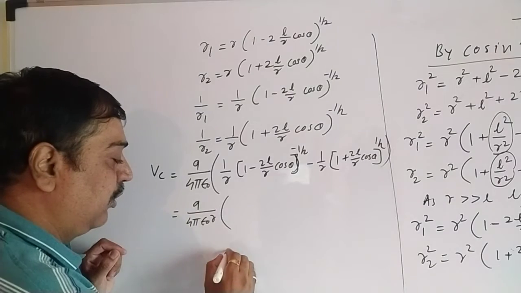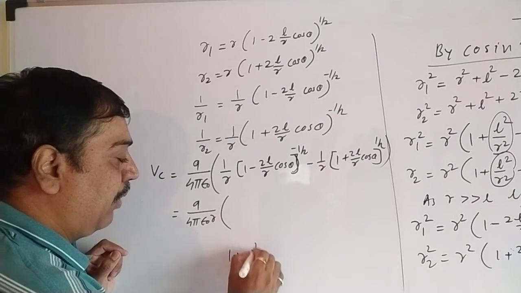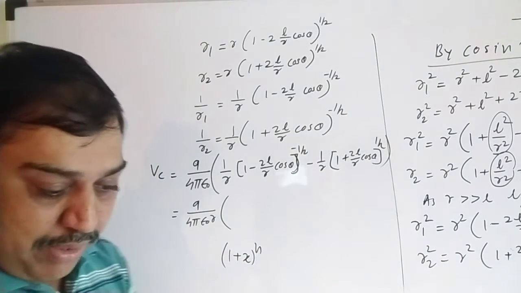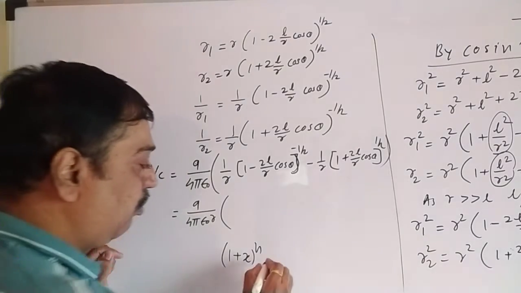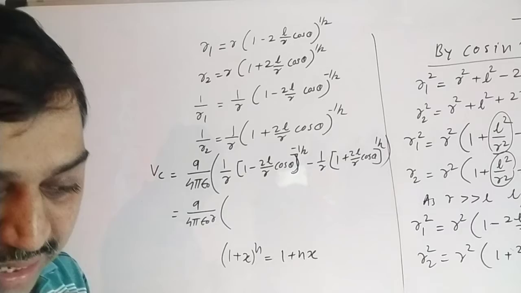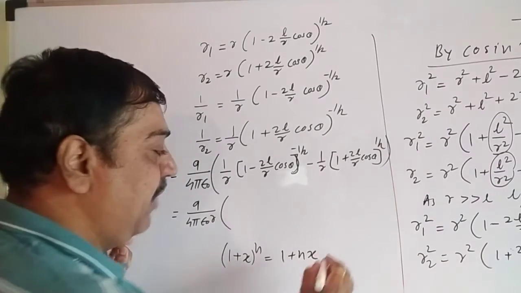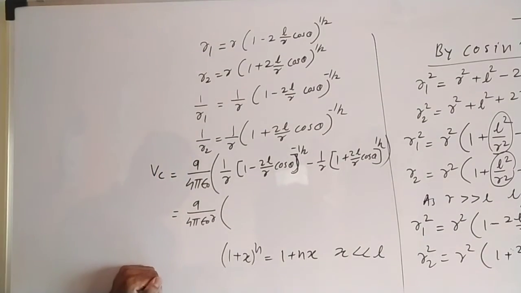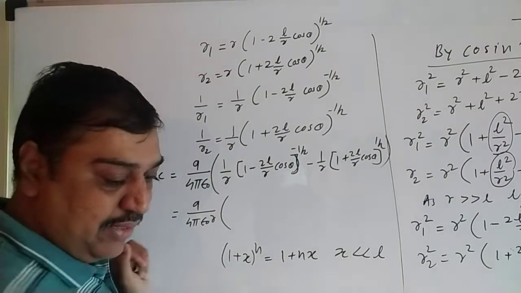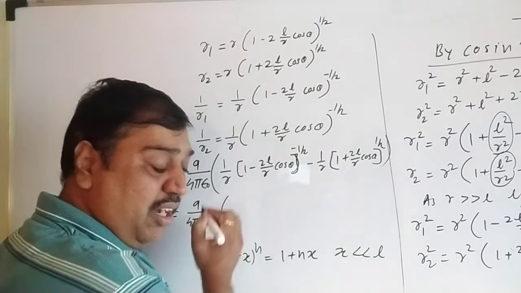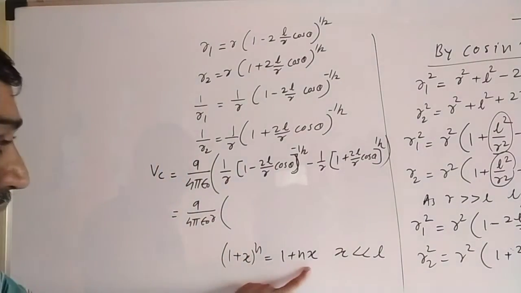There is one equation, (1 plus x) to the power n. The binomial expansion theorem in mathematics: (1 plus x) to the power n equals 1 plus nx, binomial expansion, if x is very small compared to 1. X is very small, so we can write down this equation. In the same way, in our case, L is very small compared to R, so we can write this expansion 1 plus nx.